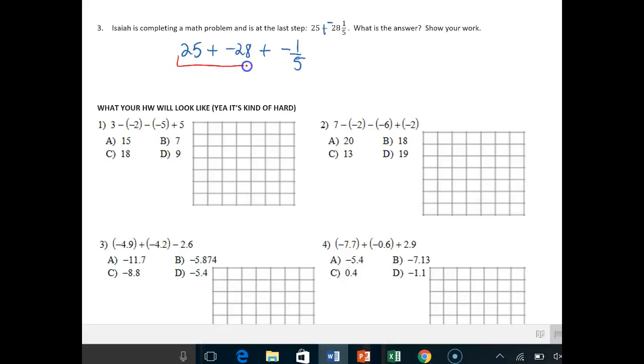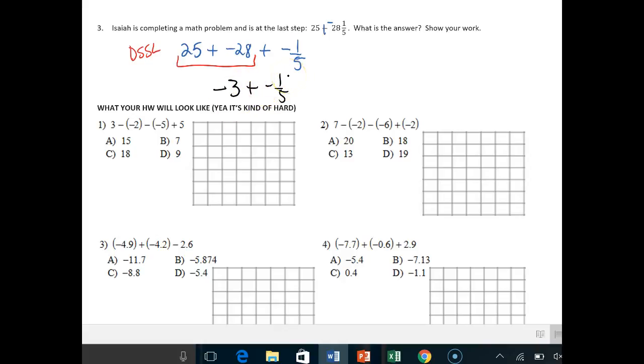Alright, so now we have something that we can do very easily. Hopefully we see that, hey, this is DSSL right here. I can go ahead and do that very easily. So what is 25 plus negative 28? Well, we need to subtract. I have more negatives, so that should give me negative 3 plus negative 1/5. And now this might freak you out. You're like, well, how should I add negative 3 plus negative 1/5?